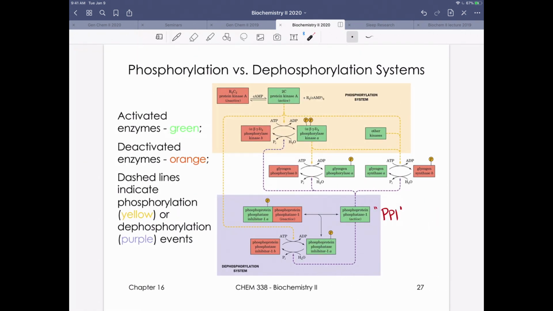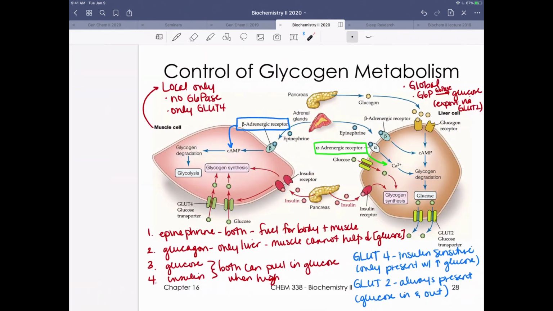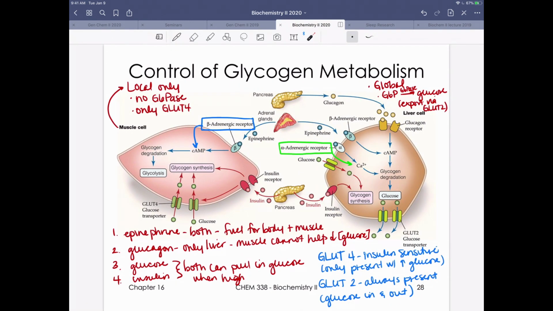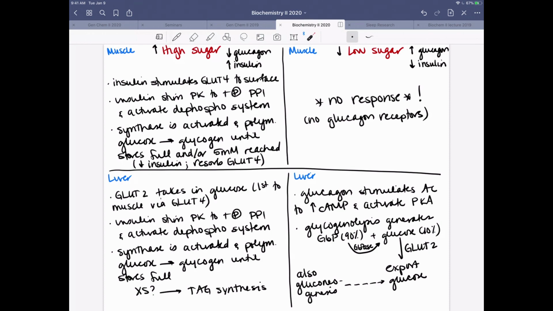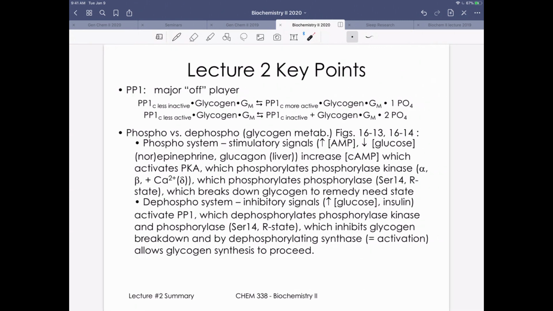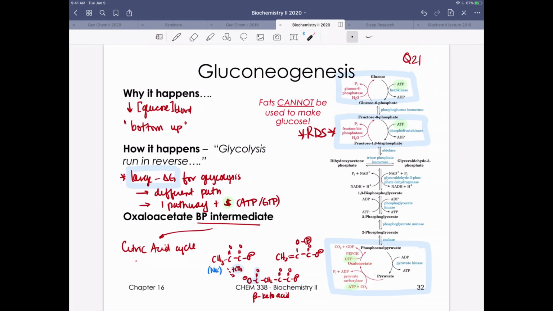So I'm not going to say too much. I'm going to flip through the next slides here because I've actually already put a video together that highlights the differences between these phosphorylation and dephosphorylation systems with both high and low blood sugar. And then thinking about how high and low blood sugar is going to be responded to differently by muscle versus liver cells. So again, I'm going to skip through these slides. Make sure to go back and watch that separate video to get the details of this.